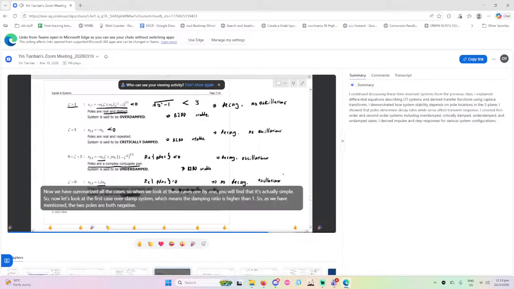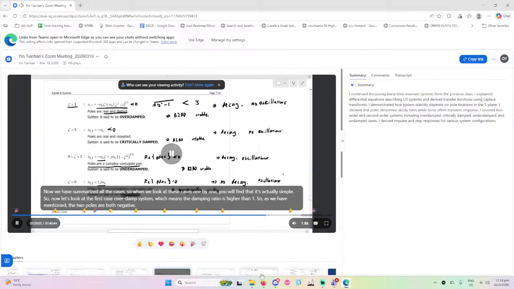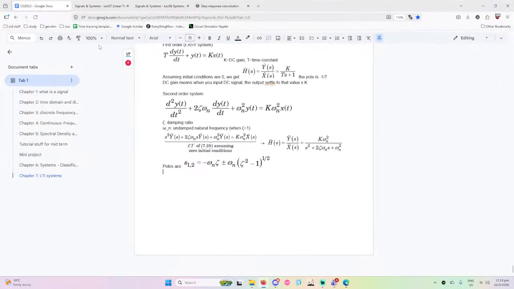Now we have summarized all the cases. So when you look at these cases one by one, you will find it is actually simple. Okay? So now let's look at the first case.